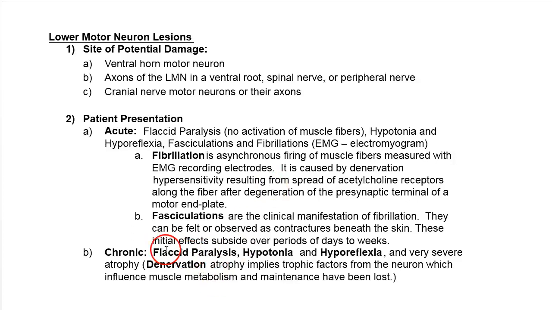On a chronic basis, we'll also see flaccid paralysis, hypotonia, and hyporeflexia, so that the acute and the chronic features are quite similar in terms of this paralysis, hypotonia, and hyporeflexia. But in addition, because there is damage to the lower motor neuron, there is no activation of the muscle. There is a very severe atrophy, much more severe generally than seen with upper motor neuron lesions. And that implies that the denervation results in the loss of some trophic factors that are provided to the muscle by the nerve.